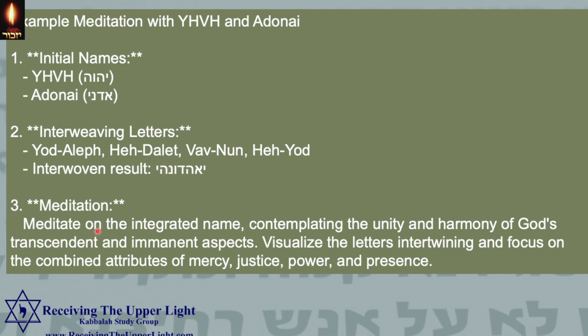And what the meditation is going to be all about is the following. You're going to meditate on the integrated name, the complete name, right? Contemplating the unity and harmony of God's transcendent and immanent aspects. Visualize the letters interweaving and focus on the combined attributes of mercy, justice, power, and presence. Okay? And why mercy, justice, and power? Because remember, we have a Yod He Vav He that has all that, and then the presence, which is Adonai, which is the vessel that receives, the receiver, bringing down this energy towards us.